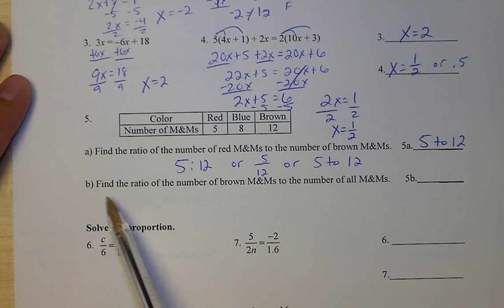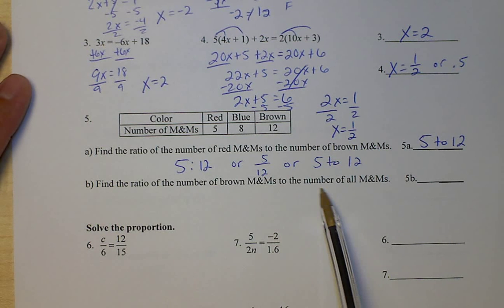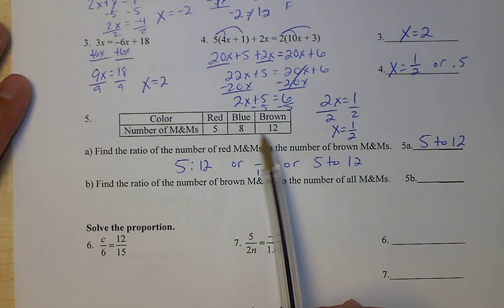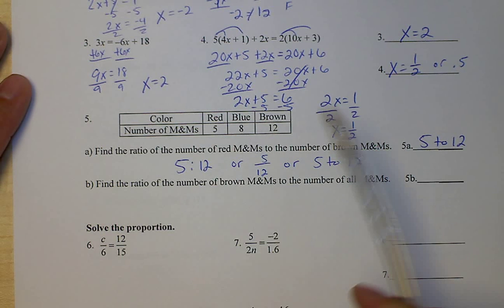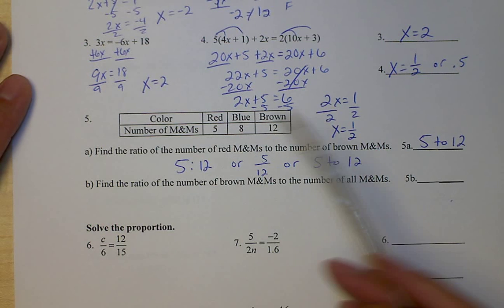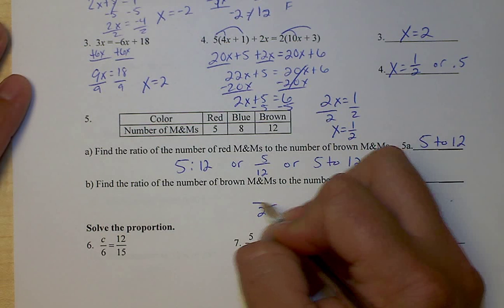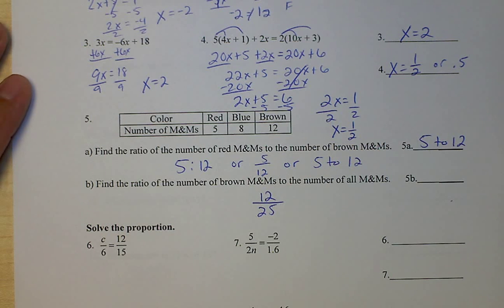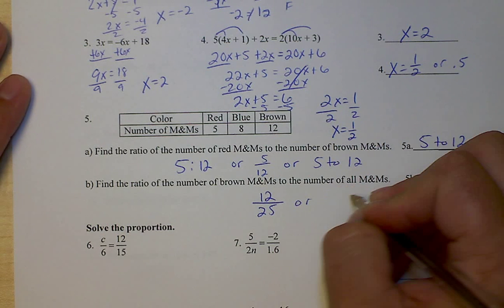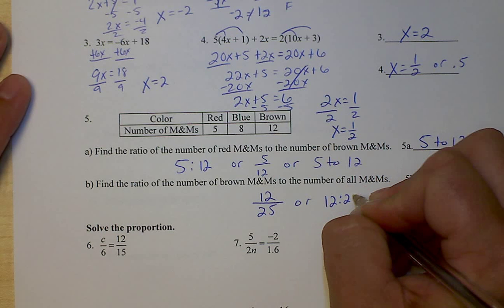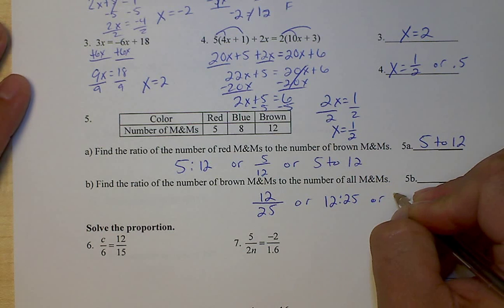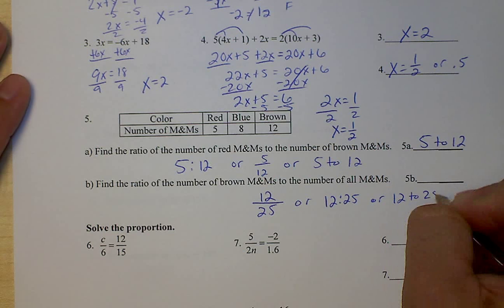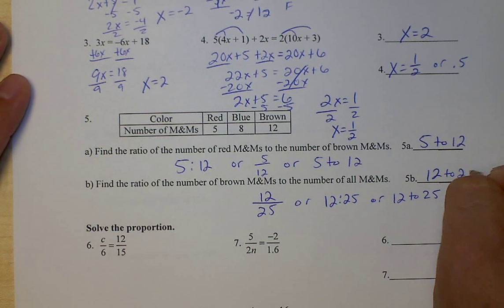Alright, so now I want to find the ratio of brown M&Ms to the number of all the M&Ms. So I need to add all these together. So that equals 25. And there's 12 brown ones. So I can write it any of these ways. Okay, and that is also reduced already, so I'm good.